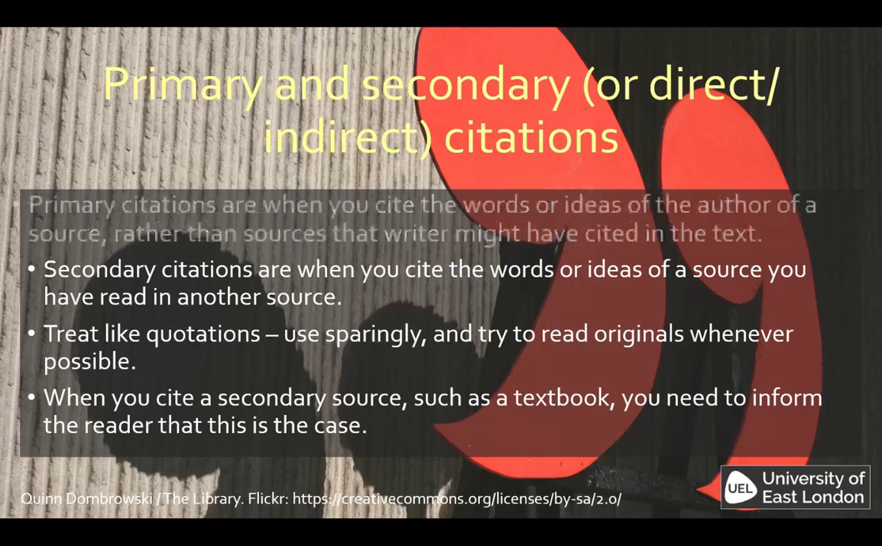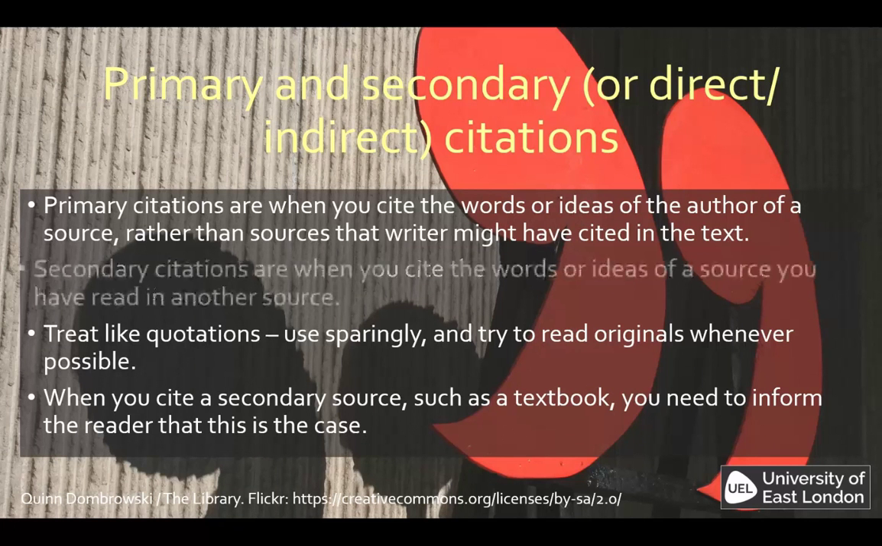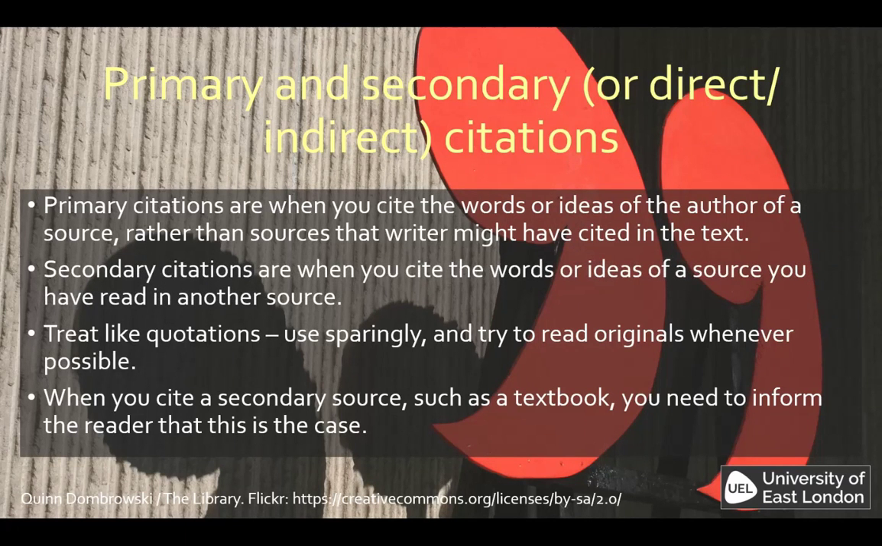Primary citations are when you cite the words or ideas of the author of a source, rather than anything that writer might have cited in the text. Secondary citations are when you cite the words or ideas of a source that you have read in another source, such as a textbook or in the literature review section of a research article.